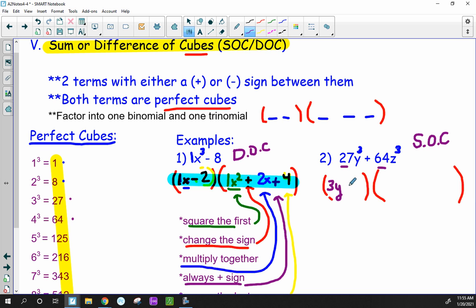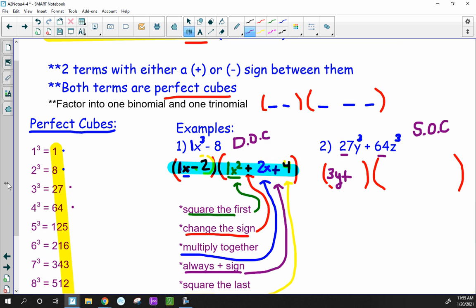Whatever the sign is, you'll drop straight down in your first parentheses. Recall I did that in the last one. And now you're going to do the cube root of 64. What number can be multiplied together 3 times to give you 64? If you look over here, it helps you. 4 to the third. It's going to be 4. And then factors of z to the third that are the same is just z to the first. And so in my first parentheses, I get 3y plus 4z.